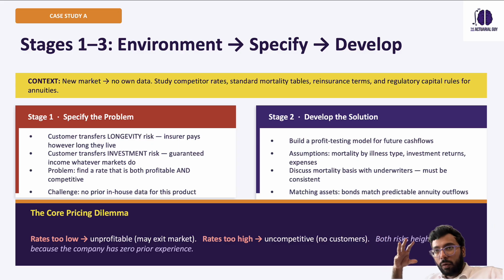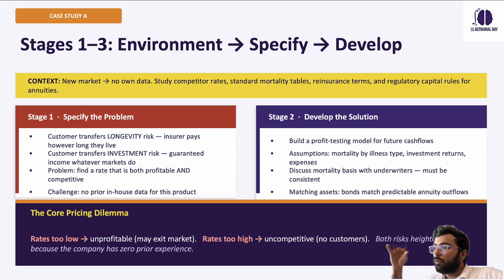So you need to see the cost of underwriting as well. But largely, what you need to ensure is that the people who are coming into this cohort must be consistent with the mortality basis that we have assumed in the pricing and the profit testing model. Okay. And finally, a solution would involve matching.